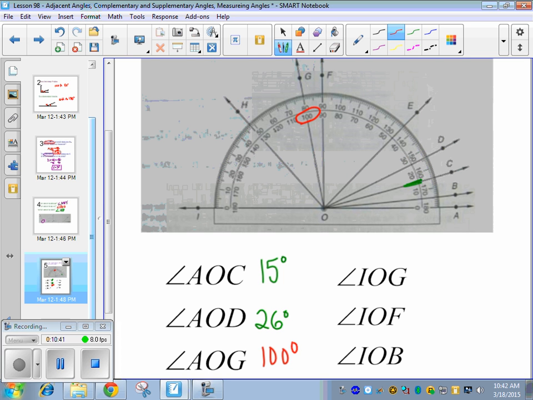All right, Kieran, IOG. Right there. Okay, so now you guys, this is the same angle, but on the other side. So it's not the same measurement, because is that greater than 90 or less than 90? Less than. Okay, so what is this little number right here? 80. All right, 80. Okay, IOF, Harper, come up here, IOF.